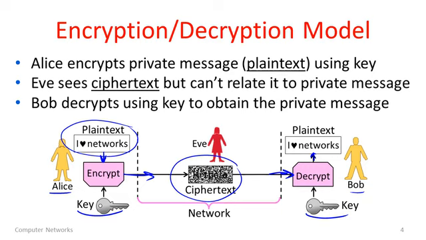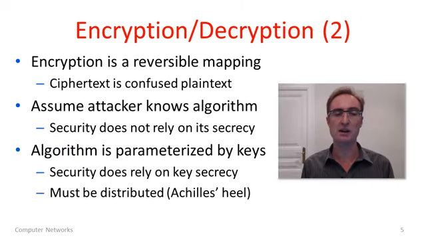Now, if Bob has the same key, he'll be able to decrypt it and get back to plain text. And under this model, we've then sent a message across the network from Alice to Bob, but Eve hasn't been able to read it. Well, let's talk about that a little more and begin to go into some of the details and look at the schemes. The picture gives you the general setup. You should realize here that the encryption operation is a reversible mapping. So the ciphertext in some sense is the plain text, it's just confused.